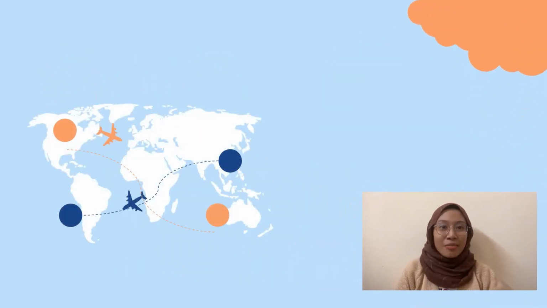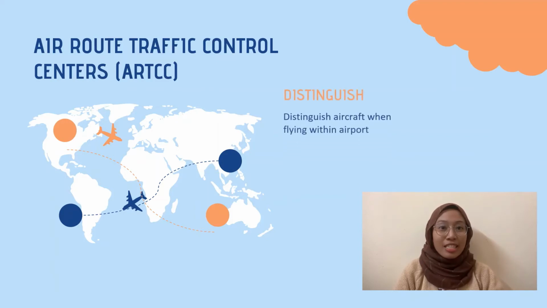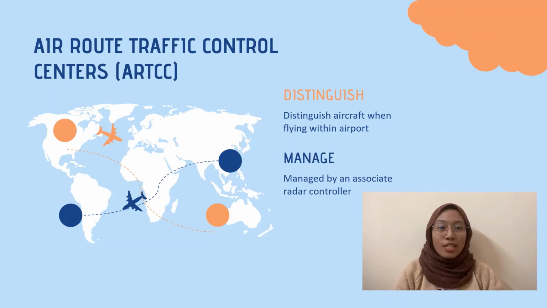Firstly, the FAA has established 4 key services depending on the flight process. The first one is the Air Route Traffic Control Centers, also known as ARTCC. The ARTCC is responsible for separating aircraft as they fly between airports. Generally, the ARTCC facility is managed by an associate radar controller who assists the radar controller in separating aircraft which are invisible on the radar monitor. The ARTCC is also responsible for securing the altitude between aircraft by using the information obtained from the flight progress strip.